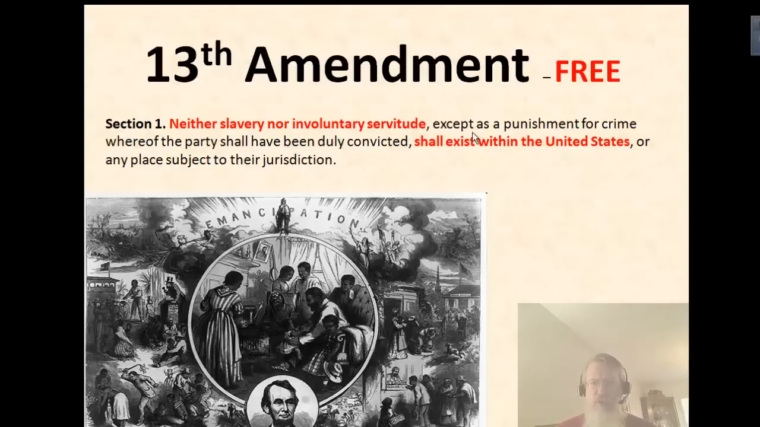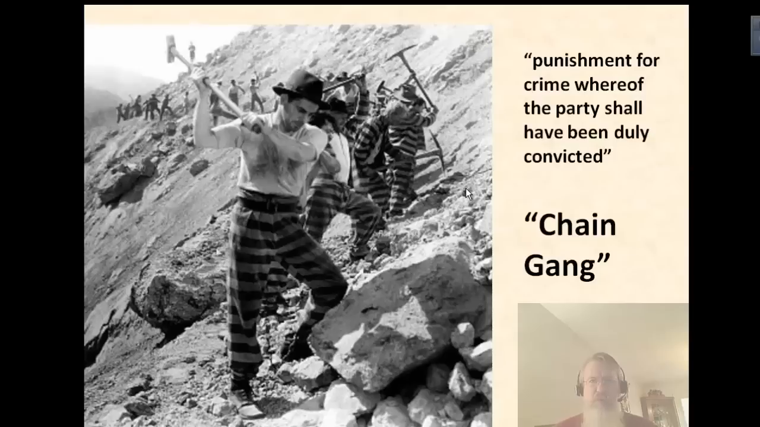But you say, what is this middle part there, Mr. Stevens? It says, except as punishment for a crime. Do you mean you could have slavery for punishment for a crime? Well, not actually slavery. They called it involuntary servitude, in that you'd have to do work against your wish because you were a criminal being held in jail. So let's go look at a picture of exactly what we're talking about.